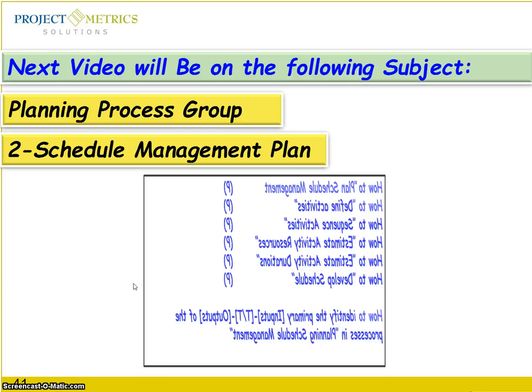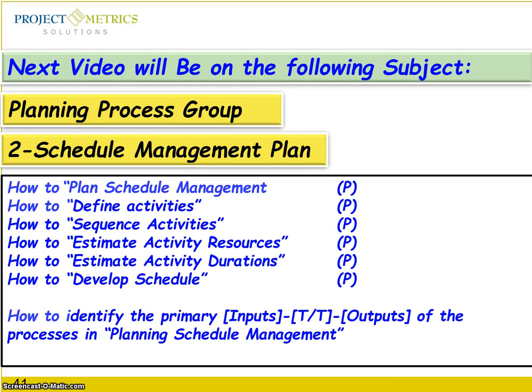Now, what the next video is going to be about is the schedule. We finished the scope management plan. We got an idea about the scope of my project and the scope of the products. So I need to get the schedule. I need to get a management plan to get how to define the activities, how to define the sequence of activities, how to estimate activity resources, how to estimate activity duration, and how to develop the schedule, how to know the inputs, tool and technique, and the output.